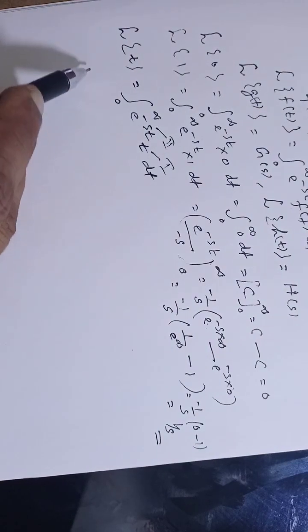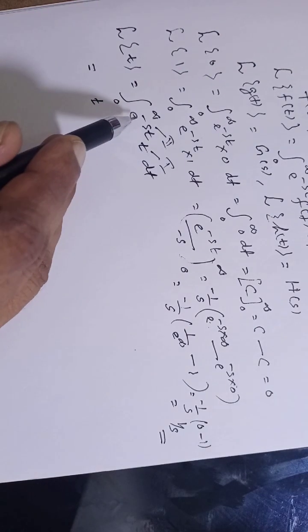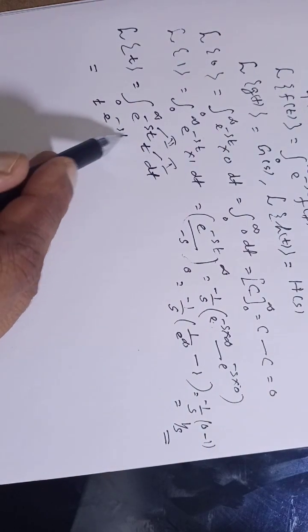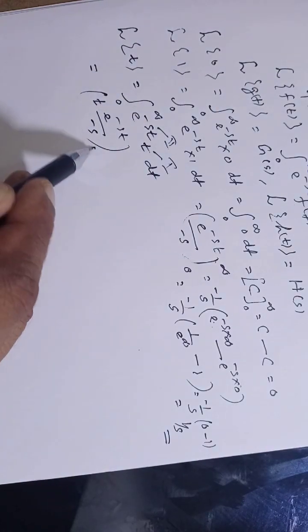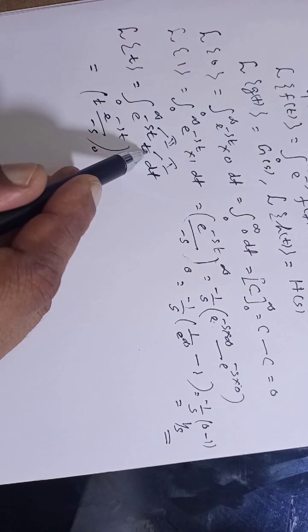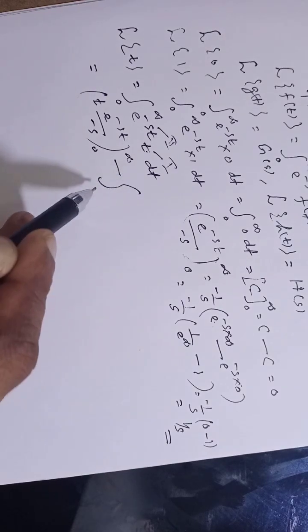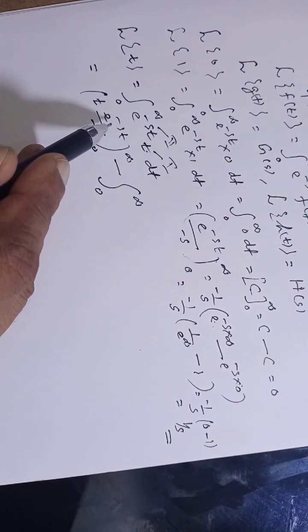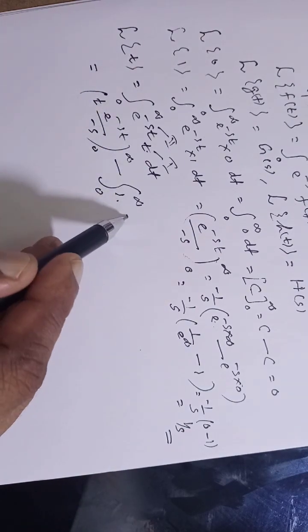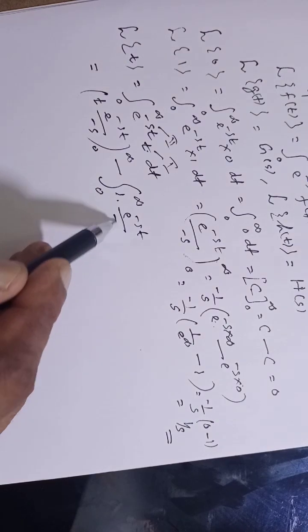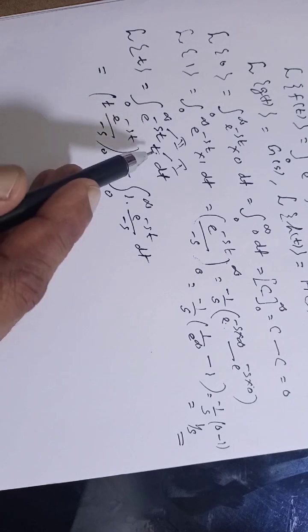And what is the product rule of integration by parts? First function into integral of second. Integral of second is e raised to minus st by minus s, and give this limit 0 to infinity. That is first function into integral of second over the given limit, minus integral of derivative of first. Derivative of t is 1, and integral of second is the same as written here, e raised to minus st by minus s dt. Okay. This is the product rule for integration, or integration by parts.